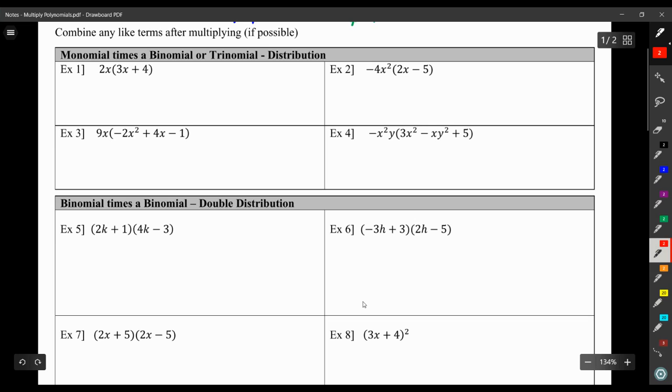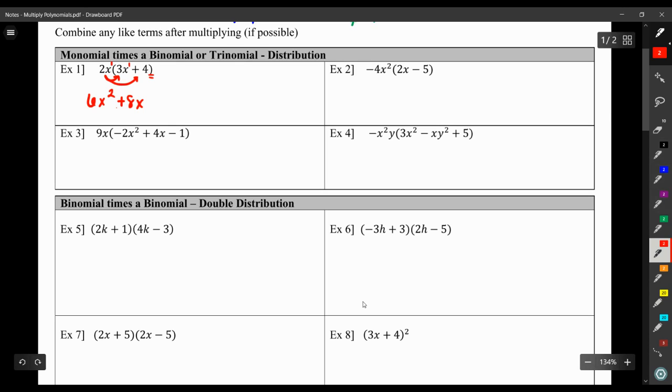So for number 1, we're going to multiply 2x times 3x. Well, 2 times 3 makes 6, and when we do x to the first times x to the first, we get x squared. Then we have to multiply 2x times 4, just like normal. Well, 2 times 4 makes 8, and because this one does not have an x on it, we would simply just drop the x down. 2x times 4 creates 8x.